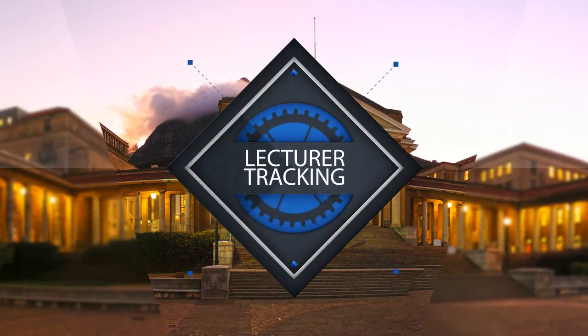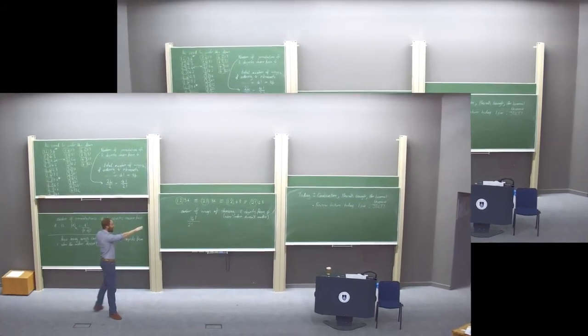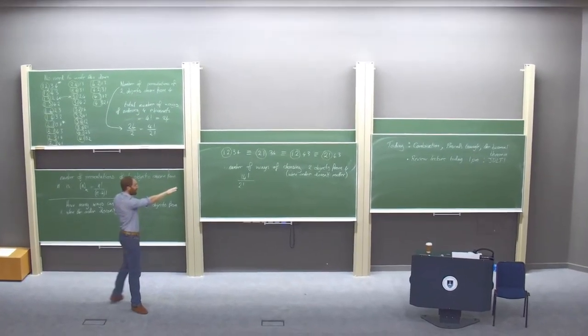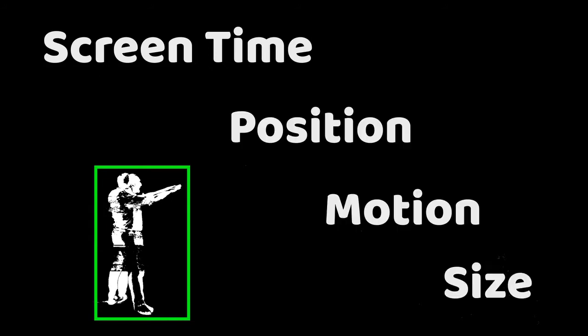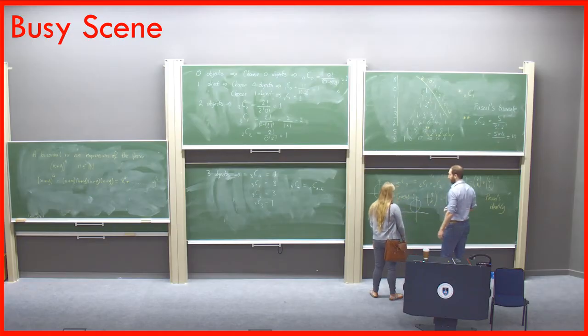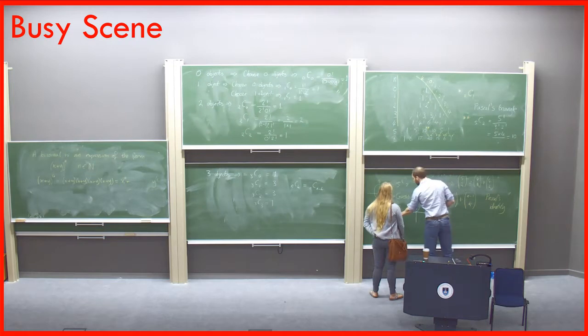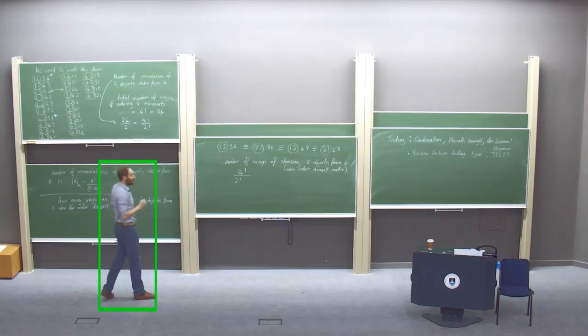Lecture tracking. We detect movement by comparing the differences between frames and encapsulating them in bounding rectangles. These rectangles are then evaluated based on factors such as time on screen, position, motion, and size. We assume that in the majority of cases, there will only be one presenter, and in the event of multiple, we can label the scene as busy. We also look for signs of pointing gestures in the enclosing rectangles.